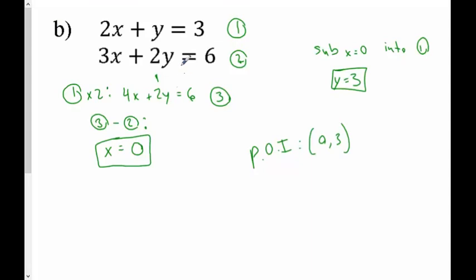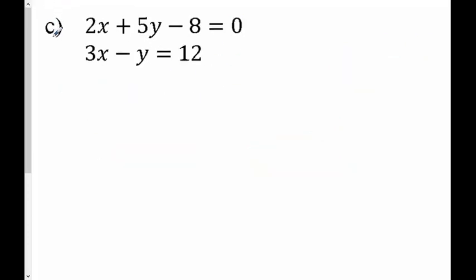Actually, let's just summarize what we did here. We had two equations where the coefficients didn't match. We multiplied one of the equations so that we forced the coefficients to match, and then we can do our elimination. So let's look at the next one. In the next one, I've got 2x and 3x, which don't match, and I've got 5y and negative y, which also doesn't match.